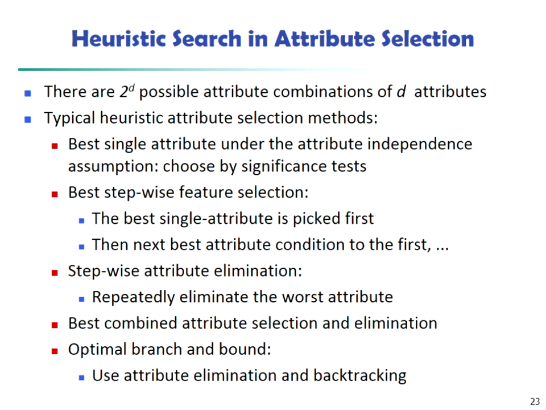How can we select the pertinent, relevant attributes? There are 2 to the power of d possible attribute combinations. For example, if we have 4 attributes, there are 16 possible attribute combinations. We can use many strategies to select relevant attributes. For example, we can use best stepwise feature selection.